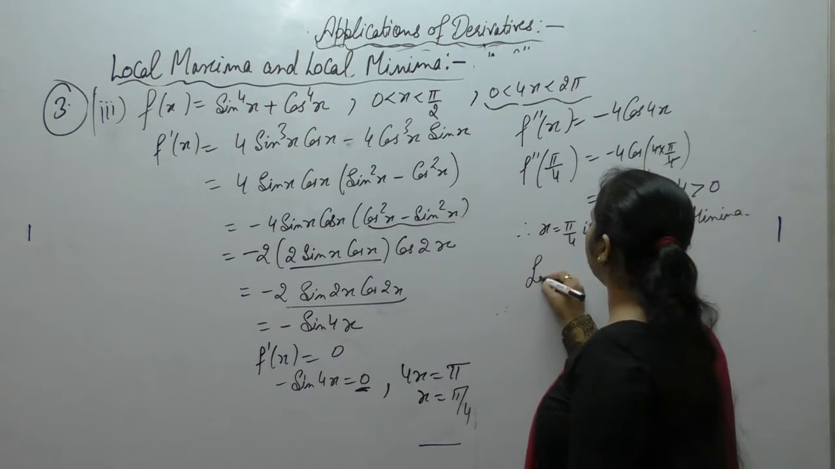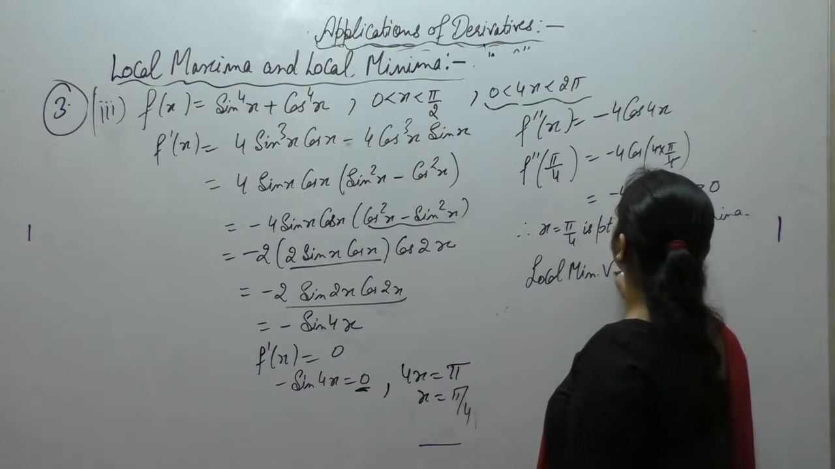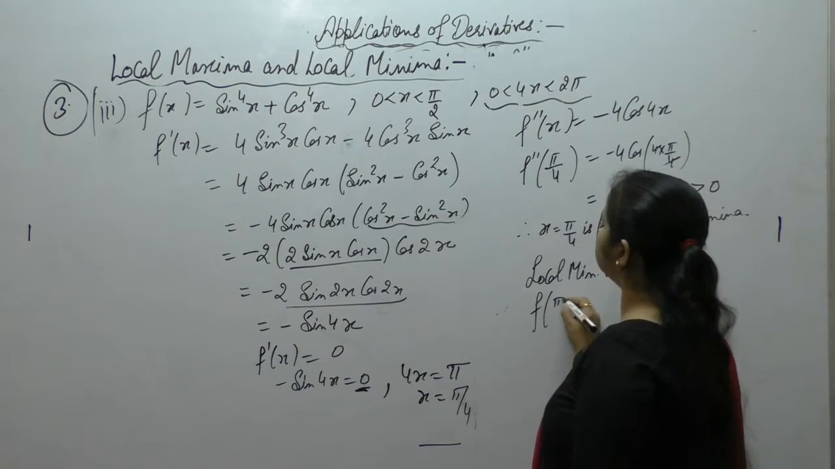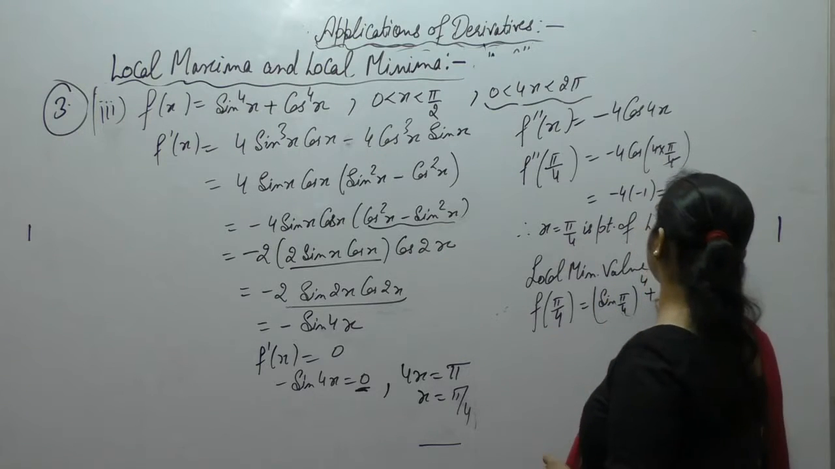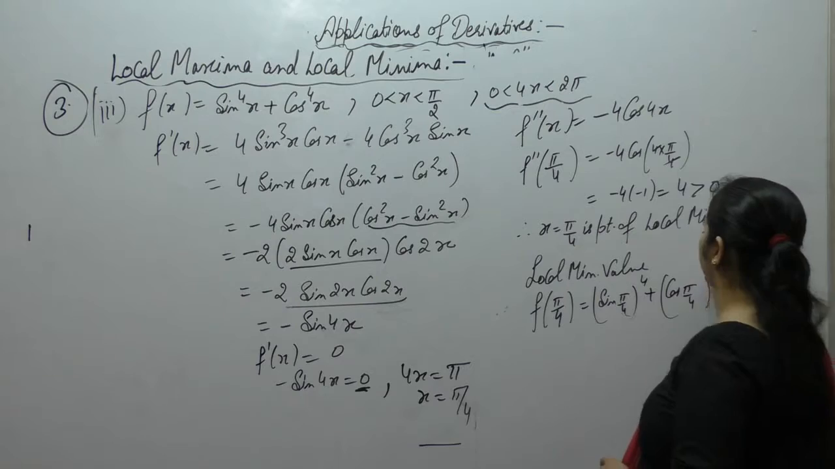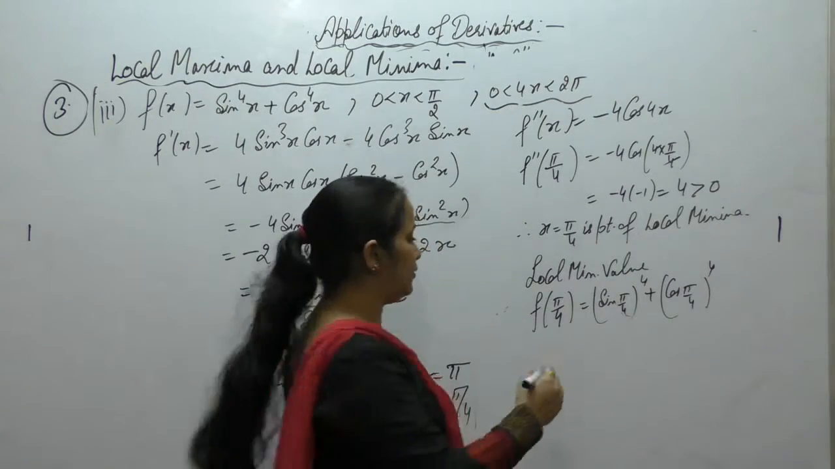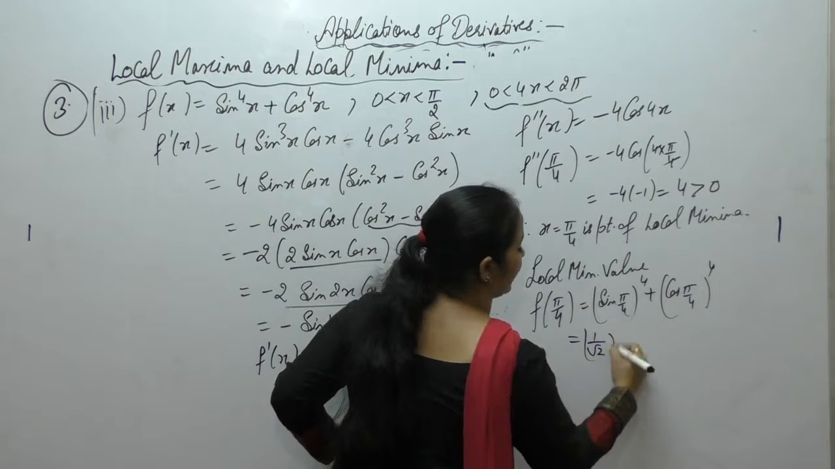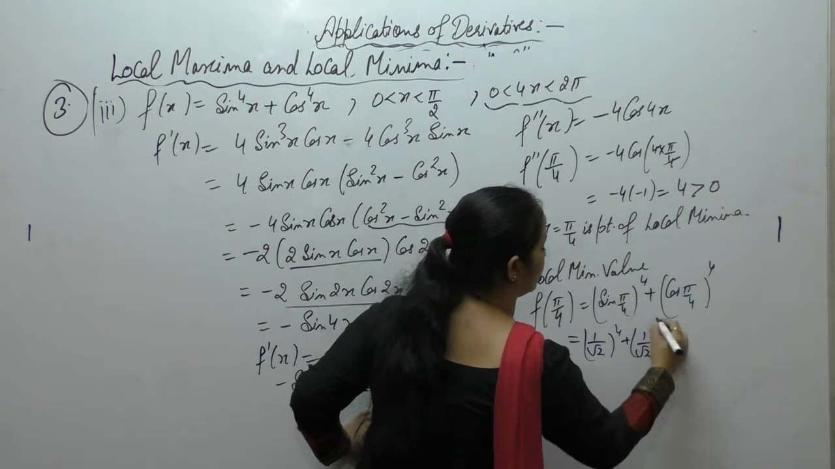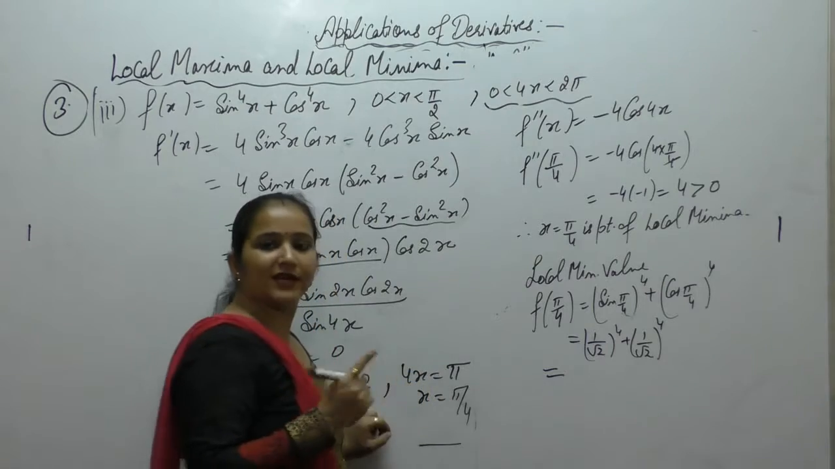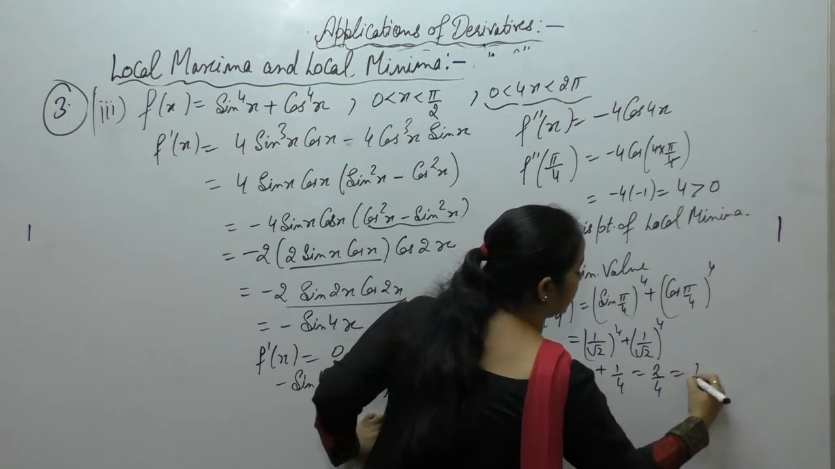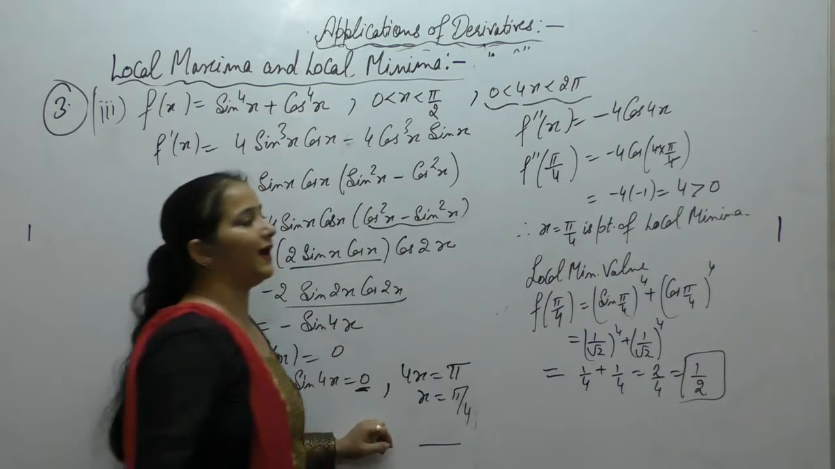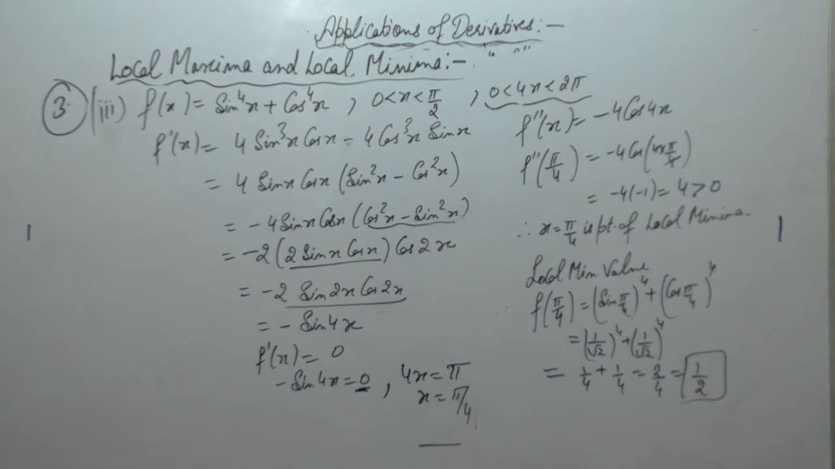And the local minimum value: f of π/4 is sin π/4 to the power 4 plus cos π/4 to the power 4. Sin π/4 has value 1 by root 2 and cos π/4 also has value 1 by root 2. 1 by root 2 squared is 1 by 2. So power 4 is 1 by 4 plus 1 by 4, 2 by 4, that is 1 by 2. Note it down.